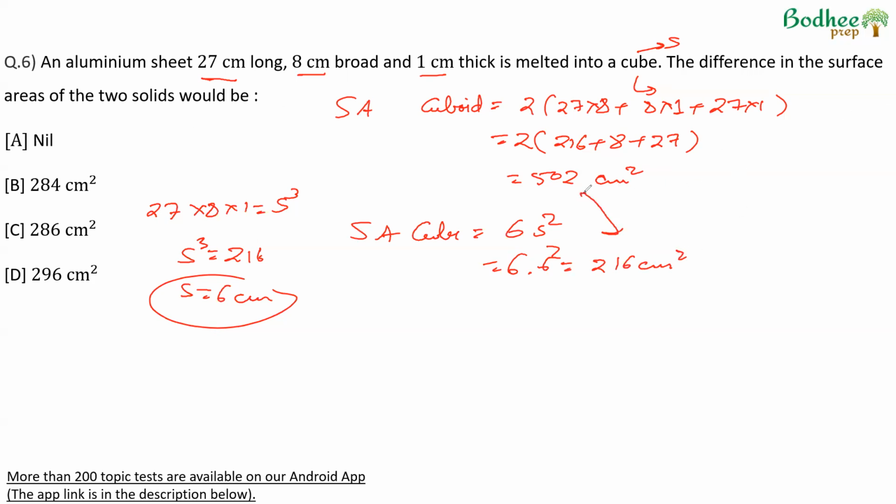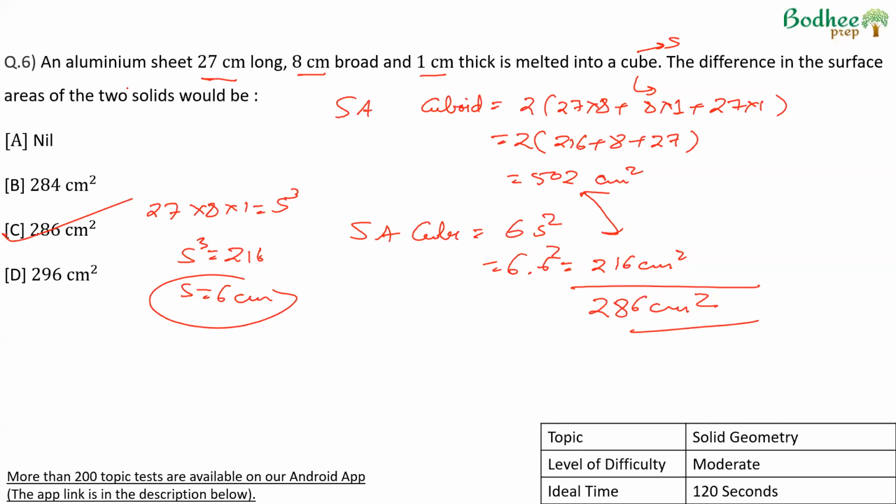The question is difference in surface area. The difference in surface area will be 502 minus 216, which is 286. 286 centimeters square becomes my answer. And therefore, again, not a very difficult question. A minute and a half to solve. Only a bit of calculation is there. The rest is formula based.